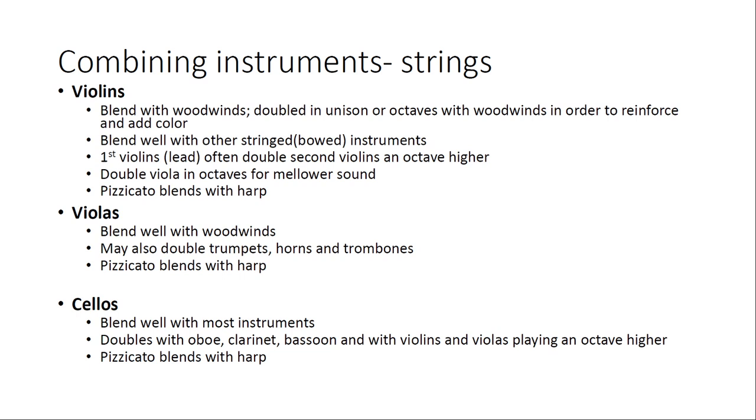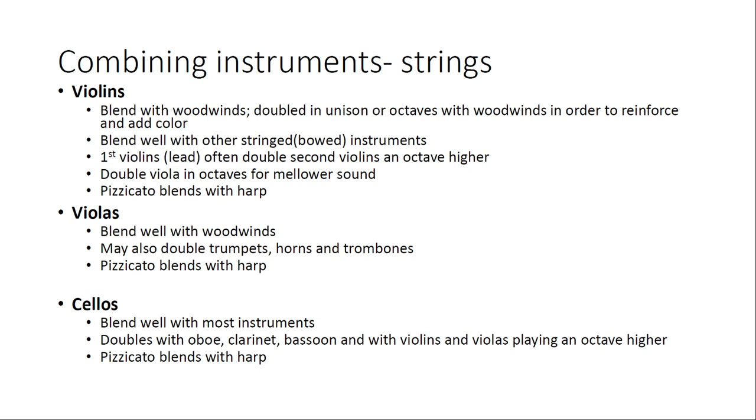Of course, violins blend well with other stringed or bowed instruments since they're from the same family. You can also encounter what are called first violins, which are the solo violins mostly, which in an orchestra are played by violinists who are the top of their players, and they often have a melody which is basically doubling what the second violinists are playing, but the first violins are playing it an octave higher. And you can also use the violin to double the viola to mellow the sound of the viola.